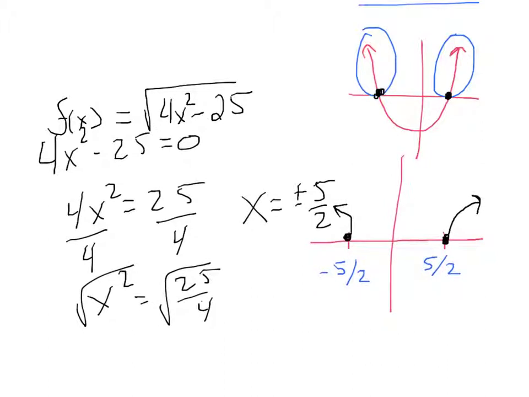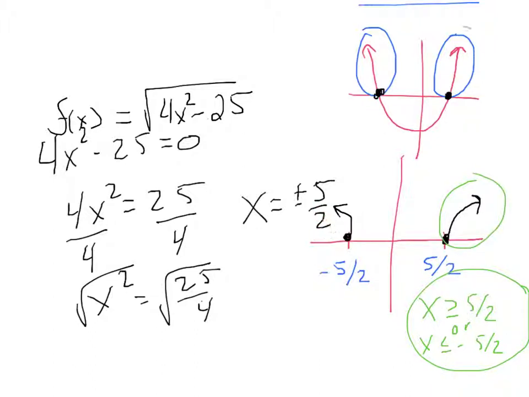Okay, so now let's go ahead and state our domain, and we're going to look at our graph to help us with the domain. So when we look at this, we're going to see that we have a domain that's pointing this direction and this direction. So as you see here, we have x is greater than 5 halves, or x is less than negative 5 halves, because that's the direction that the arrow is pointing. We have a greater than and a less than.